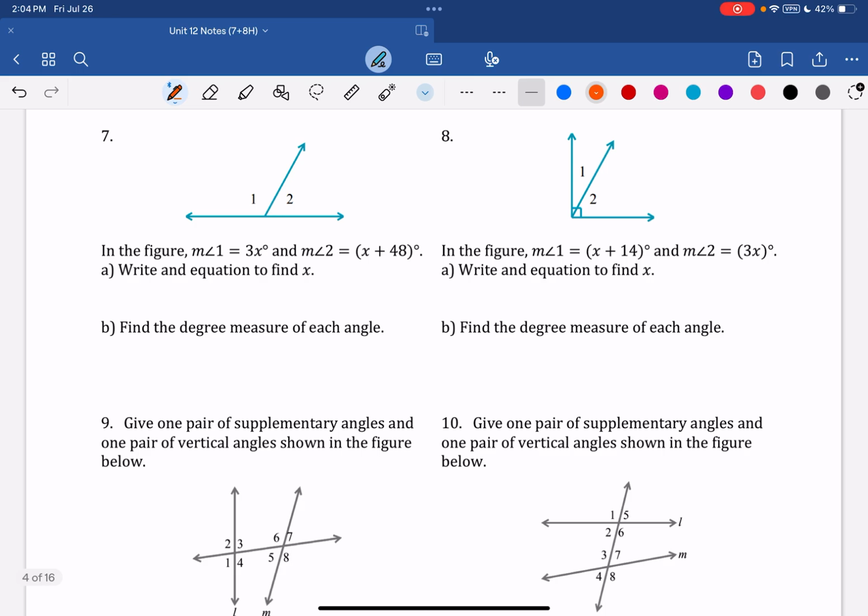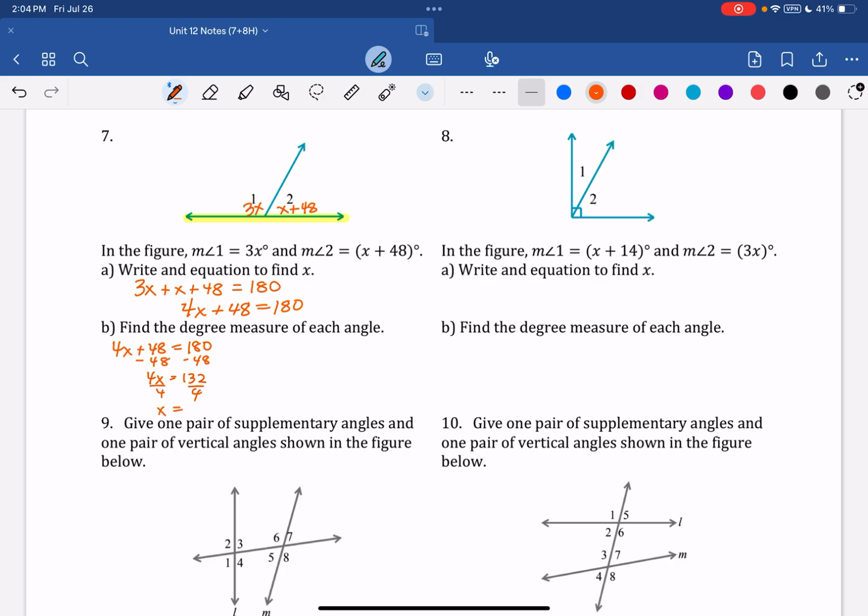In the figure, the measure of angle 1 is 3x. The measure of angle 2 is x plus 48. Write an equation to find x. Because we have the straight line, we know that together those angles add to be 180. So 3x plus x plus 48 equals 180, or you could have done 4x plus 48 equals 180. When we solve that, we have 4x plus 48 equals 180. So 4x is equal to 132.